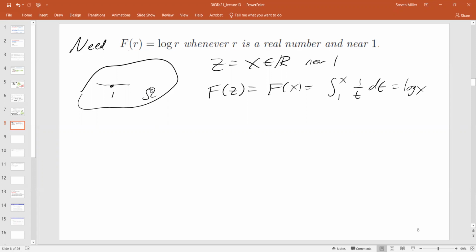Well, for instance, -1, we don't want it to be defined there. So it should basically be true anywhere where the real axis is in omega. But we want to make sure we stay away from 0 in the negatives.